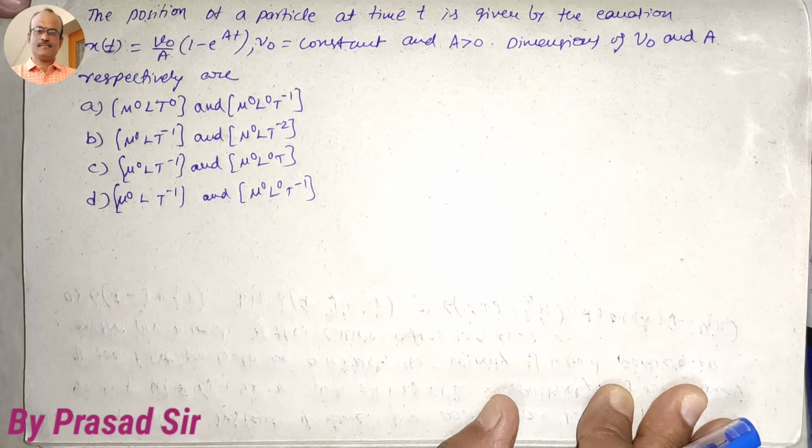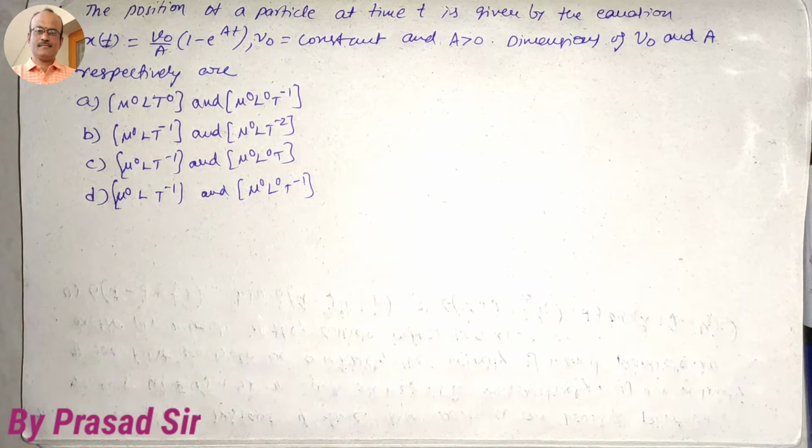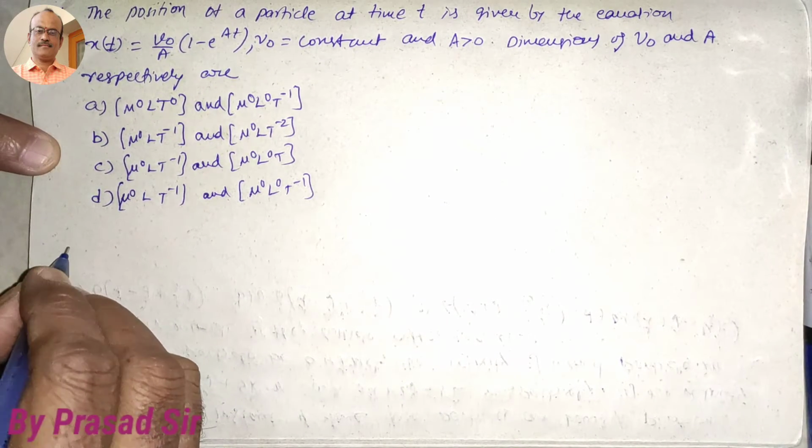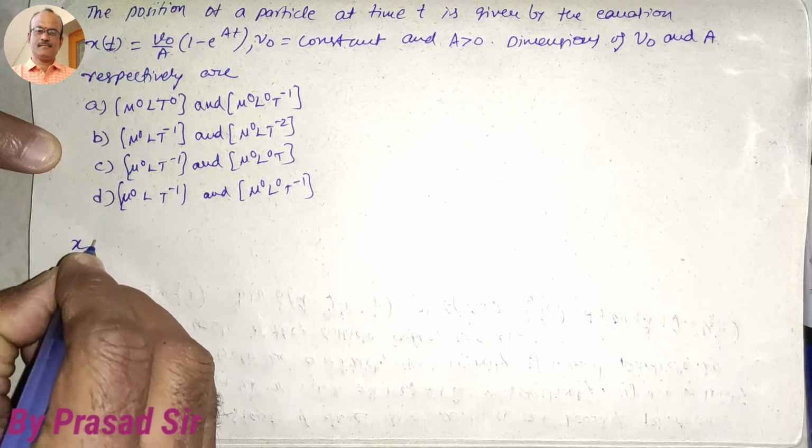Now the question number 1: the position of a particle at time t is given by the equation x(t) = (v naught / a)(1 - e^(-at)). Here v naught is a constant and a is greater than 0. The dimensions of v naught and a respectively are? So options are given.